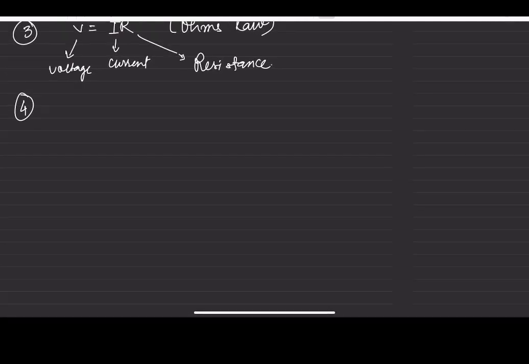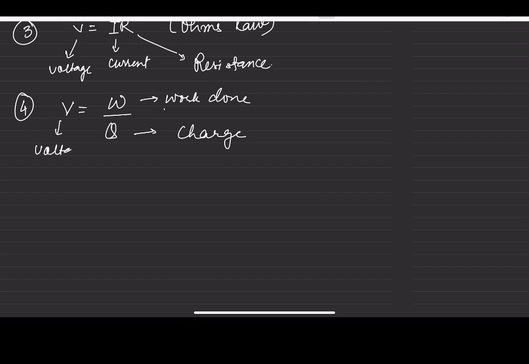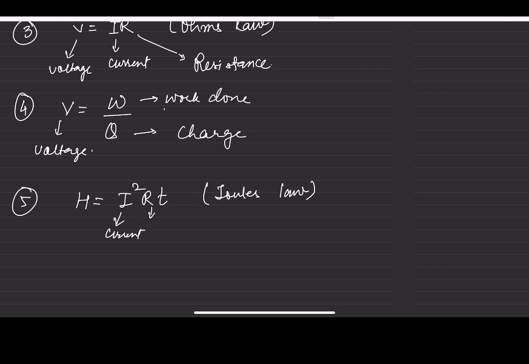Another formula we may be using is V equal to W by Q, where W is the work done, Q is charge, and V is voltage. Another formula that we may use is heat H equal to I squared RT. This is from Joule's law of heating. I is current, R is resistance, T is time, and H is heat.